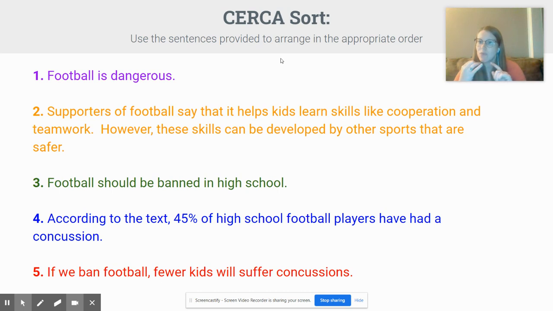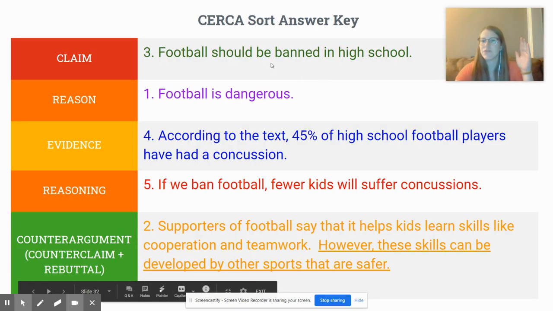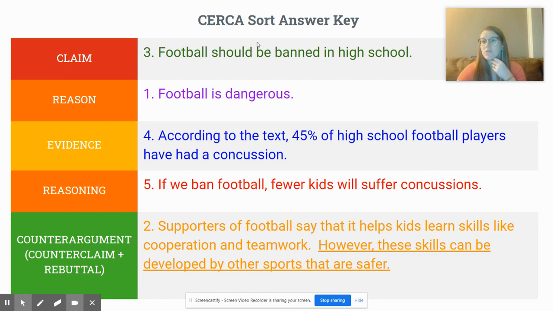Okay, so 3, then 1, then we're looking for evidence. So evidence should be easy to pick out. According to the text, 45% of high school football players have had a concussion. Okay. And the reasoning, and then the other side. Let's go click and see. It's easier if you all see it. See? The claim, football should be banned in high school. The reason is because it's dangerous.